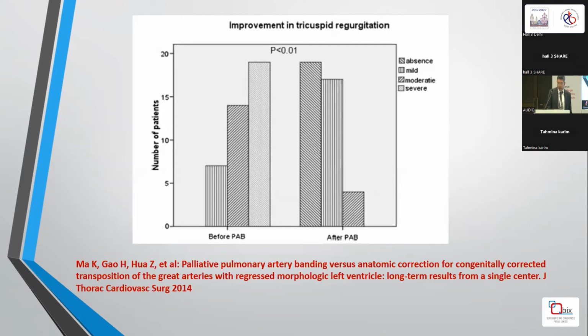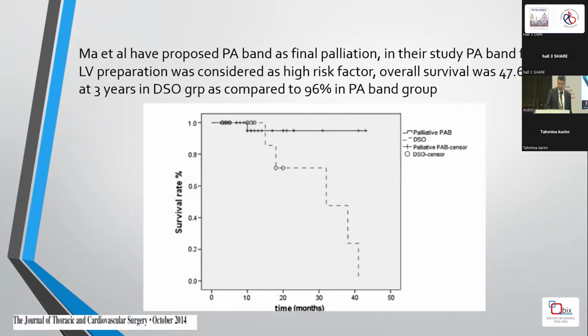So this is their data where they did the PA band, and they showed that significant TR reduced after PA band. And they also have shown that when you did a double switch versus PA band and left the patients alone, with follow-up of 50 months, the post PA band, that is the palliated group, has a better survival as compared to patients who underwent double switch surgery.